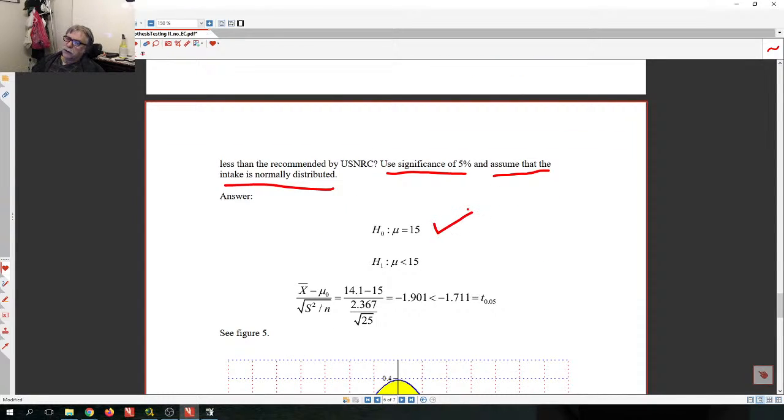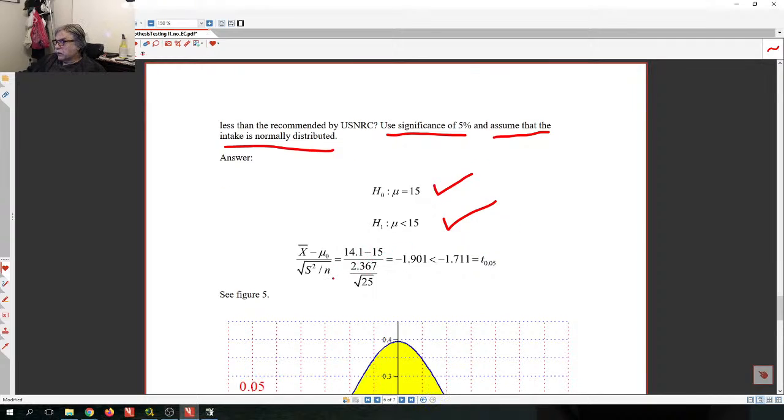We will assume that American females are not iron deficient, which means they're eating 15 milligrams of iron daily. We will have an alternative hypothesis that is biased from our sample. Well, they are iron deficient, they're eating less, because our female researchers are getting less. Okay, 14.1. And here's the test statistic.